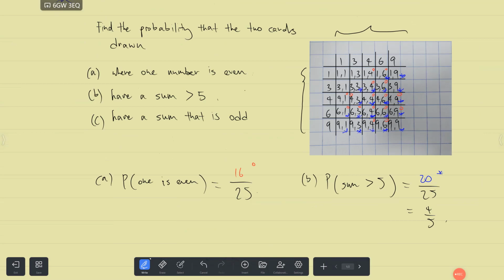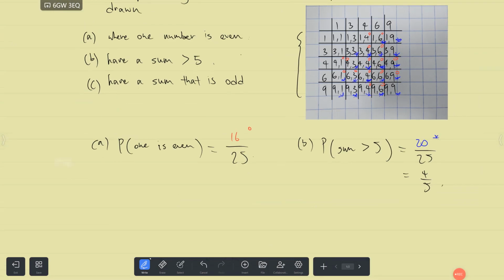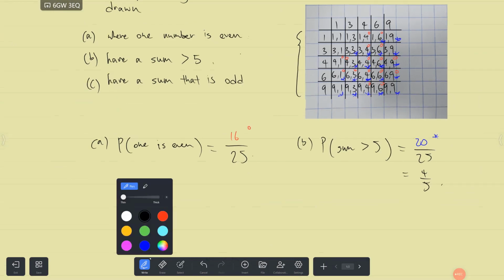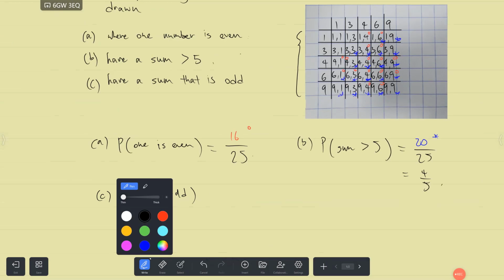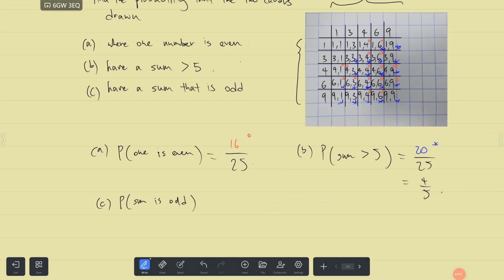Right, last question. A sum that is odd. Slightly more working should be done for this. So let's set out our question again. Question C. P(sum is odd). Since you have finished the previous question, we can use a big circle. Let's try a yellow circle, and let's find some of them. 1 plus 1 definitely is not, so we can't circle it. 1 plus 3 is also not, 3 plus 1 is not, and realize the pattern: you have to add one odd number with one even number. That's how you get a sum that is odd.